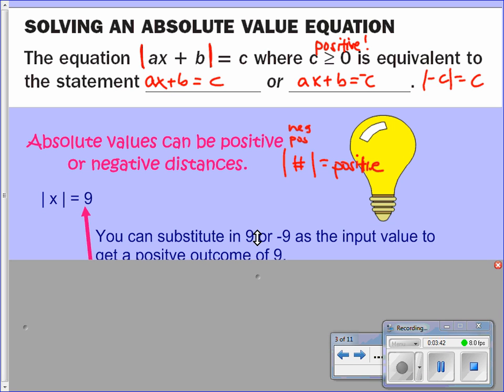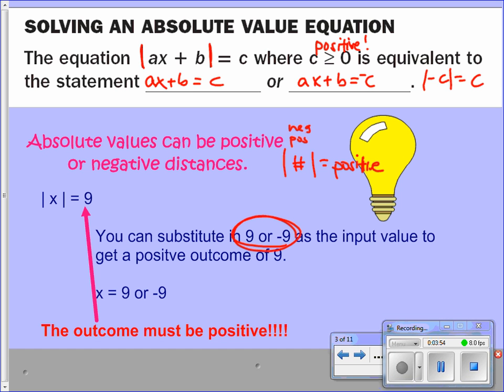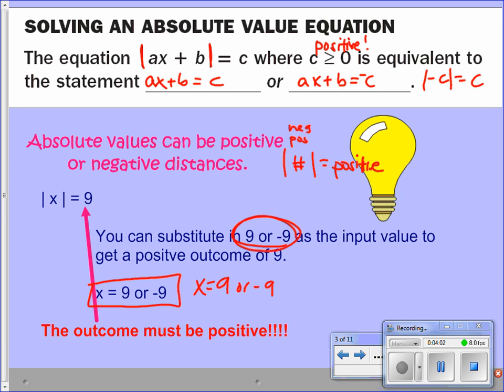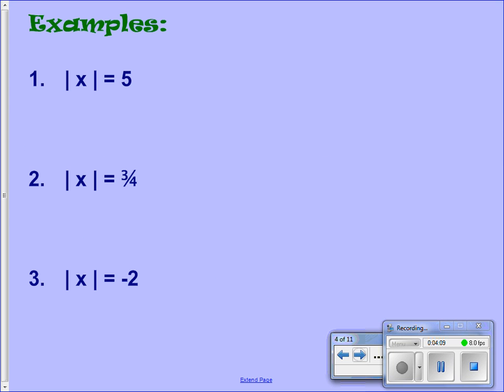Okay, so as I said before, if the absolute value of x equals 9, that means x could be 9 or negative 9 as the input value. So x has two different answers. It could be 9 or negative 9, and you can write it exactly like this, x equals 9 or negative 9. But remember that the answer has to be positive for this to be considered an absolute value.